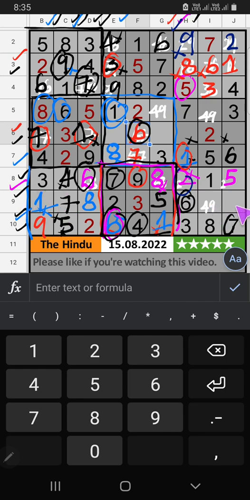9th row 2 numbers are remaining, 4 and 9. Column J we already have 4, so 4 can't come in the cell, 4 is confirmed here, then 9 is here. Column I we have 4, so 4 can't come in the cell, 4 is confirmed here, then 9 is here. 6th grade 2 numbers are remaining, 4 and 8. Column J we already have 4, so 4 can't come in the cell, 4 is confirmed here, then 8 is here. 6th row 2 numbers are remaining, 5 and 9. Column G we already have 5, so 5 can't come in the cell, 5 is confirmed here, then 9 is here.